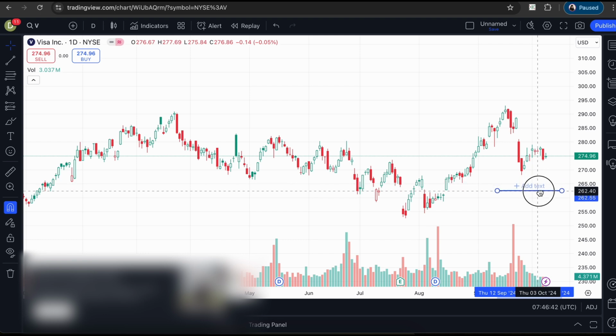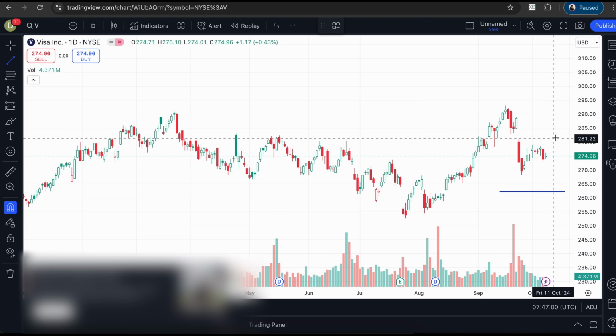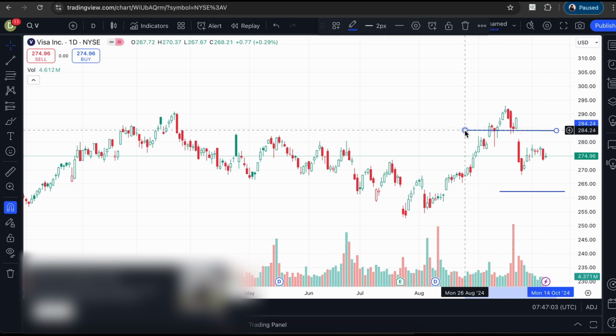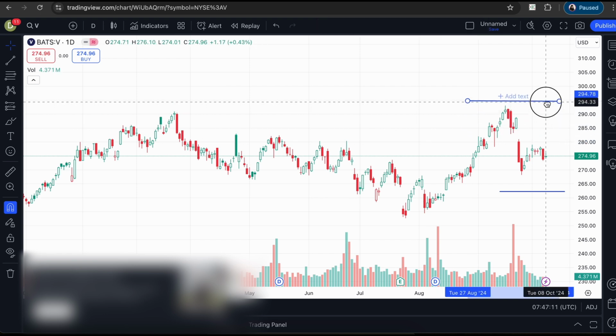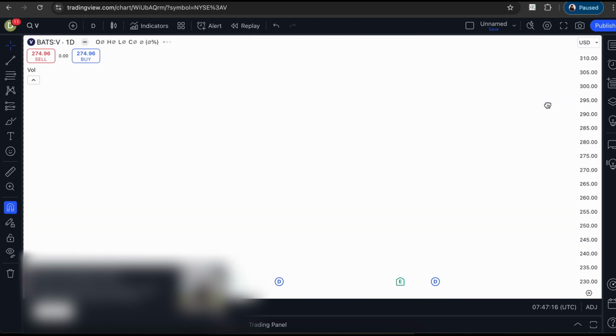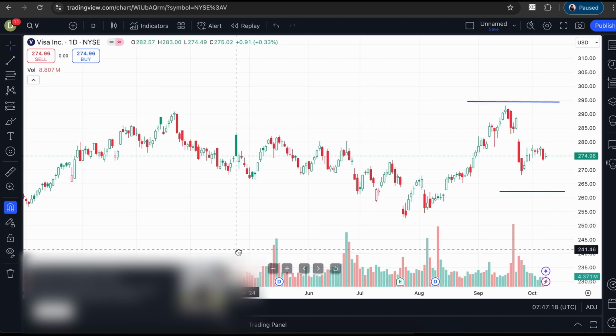262 approximately, but always try to put it close to some round numbers because usually larger volumes are happening on the round, beautiful round numbers. That's why I try to put them on the round numbers. And the take profit is 294. 294 somewhere here. Let's put it close to the round number, somewhere like this.